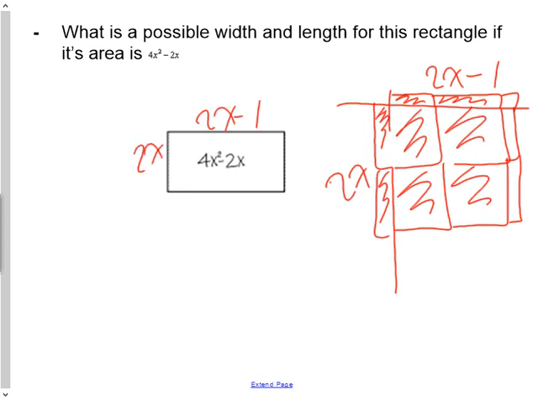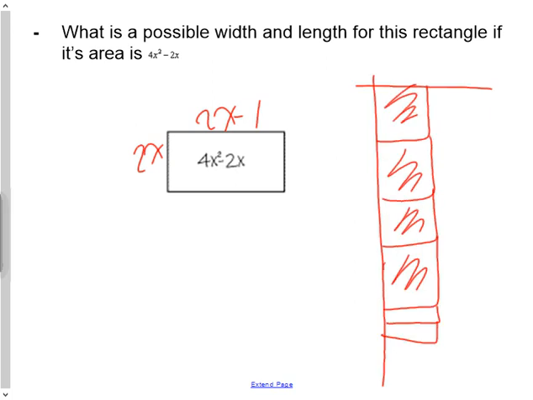But that's not the only combination. I could have actually done it a different way. And I'll press pause and set it up for you. So there's another way my model could look. And up here, I would have an x. And down here, I would have an x and an x and an x and an x and a minus 1 and a minus 1.